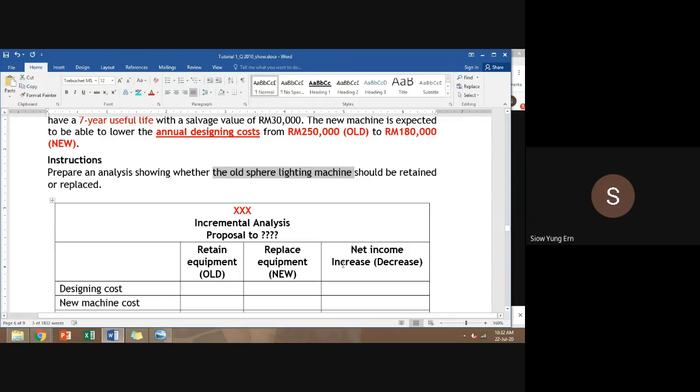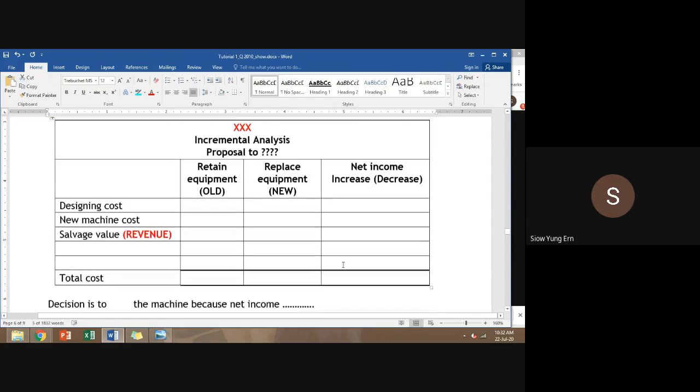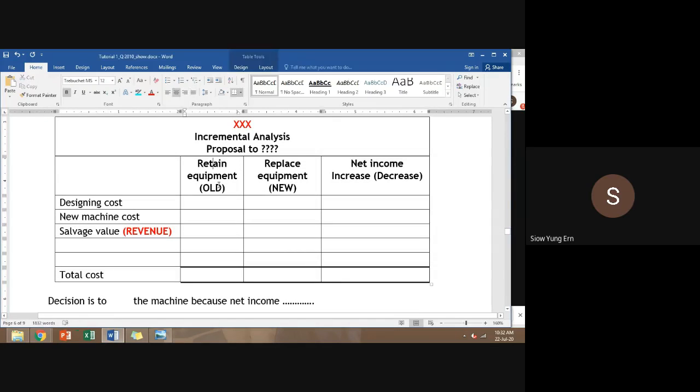So now your decision is, do you want to retain the old machine or do you want to replace it with a new machine? Okay, so let's do old machine first. Under old machine, what will be your designing cost? What will be your designing cost?